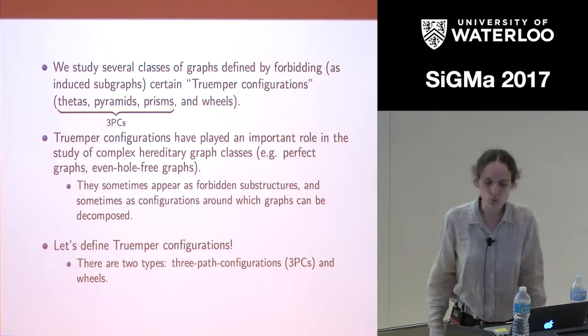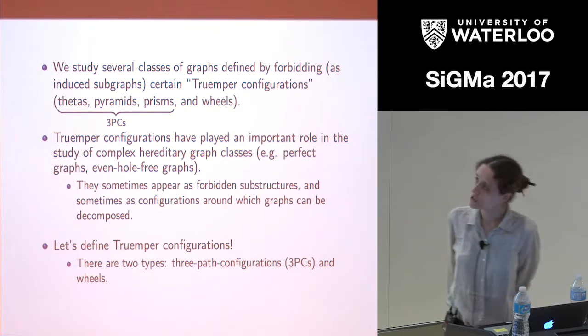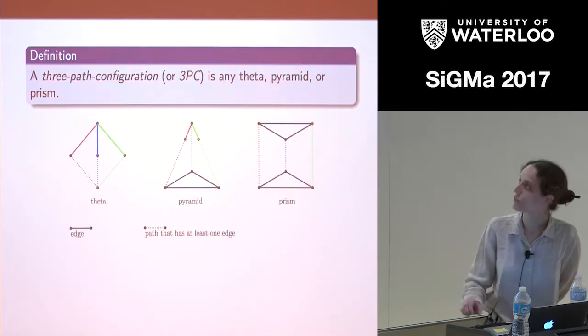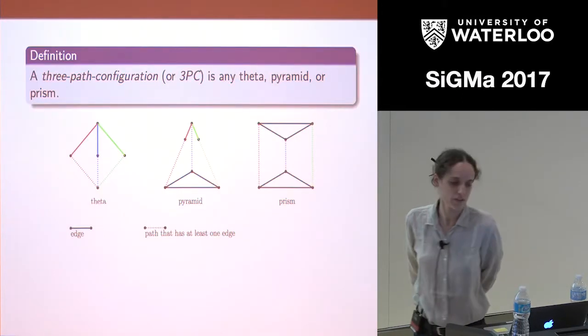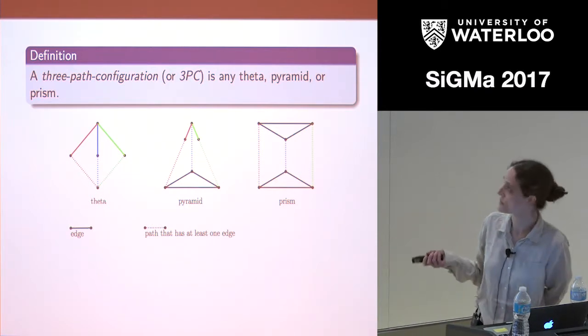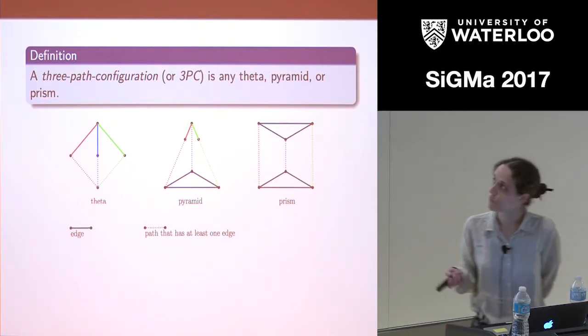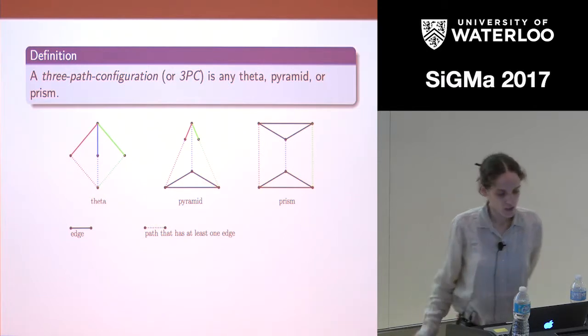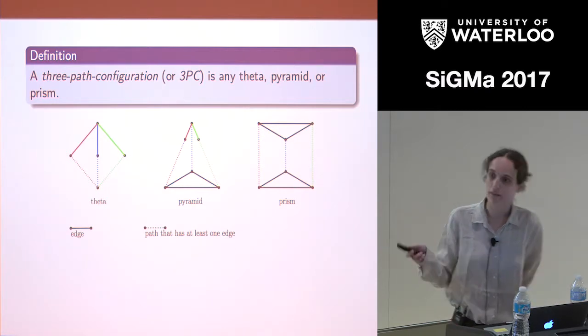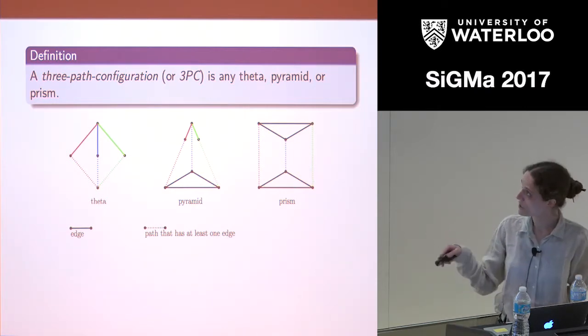So there are two types of trumper configurations. There are three-path configurations, and there are wheels. Let's start with the first. So three-path configurations, well, that's thetas, pyramids, and prisms. And I have drawn them in the picture. I should probably say this full line represents an edge. A dotted line is a path of length at least one, meaning it has at least one edge.